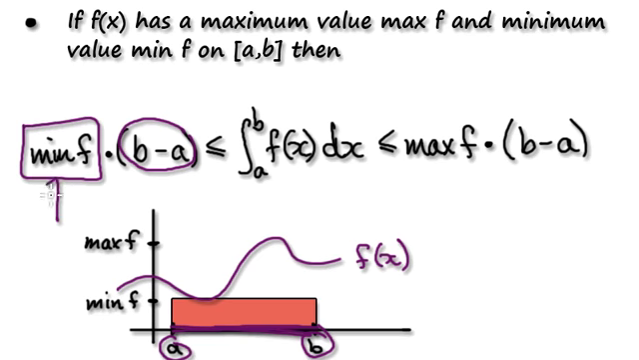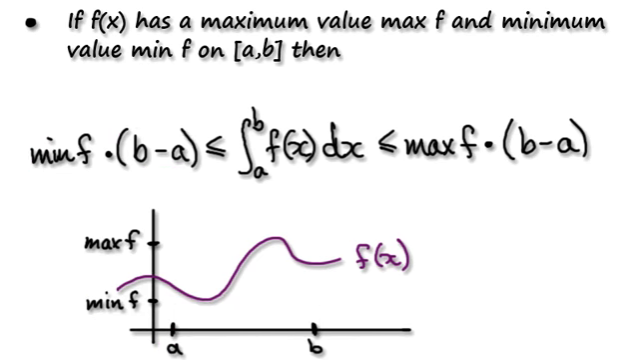This value is the minimum value of f within our interval. So this is min f here, and min f really represents a height. Now if you get the height times the width, b minus a, then that would give you the red area here. That would then give you this area here, okay.